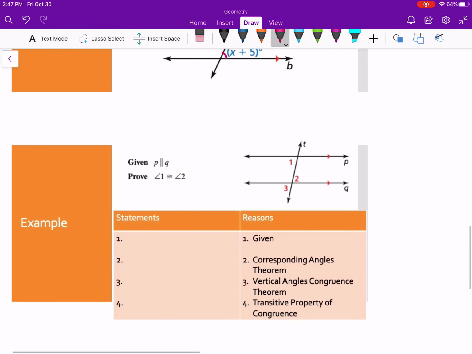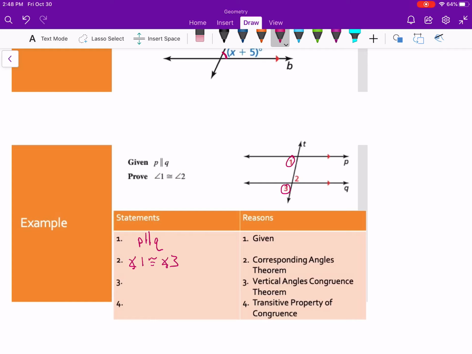And unfortunately, we're not done with proofs, so let's do a proof. So we're given that P is parallel to Q, and we're trying to prove that angle 1 is congruent to angle 2. So let's fill in the statements. The first one's easy. It's always what's given to us, so we can write that P is parallel to Q. Using the corresponding angles theorem, I see angle 1 and angle 3 are corresponding, which also means that they are congruent. So angle 1 is congruent to angle 3.